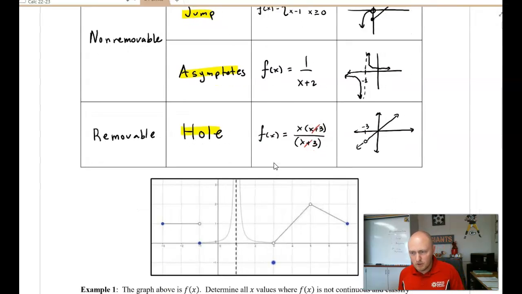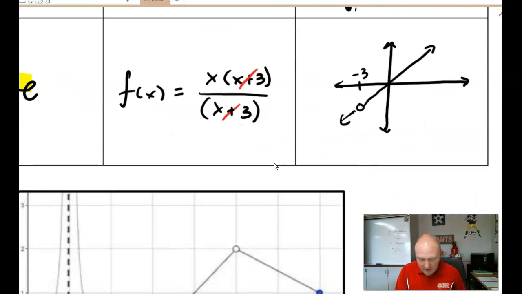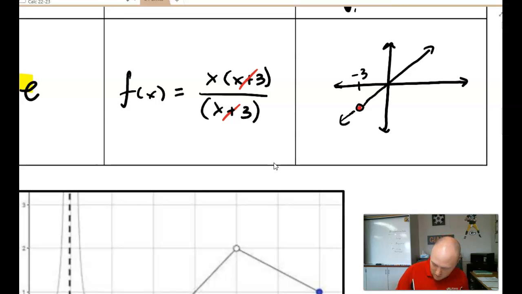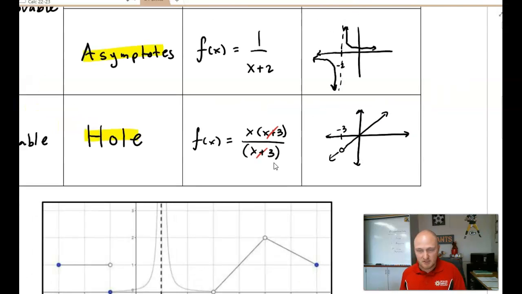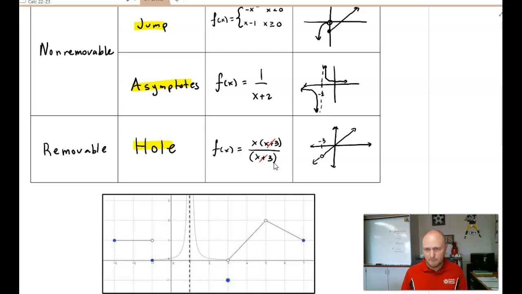Now a hole is removable because I just removed one point. Wouldn't you agree that I just removed that one point? That's the only discontinuity. So that's why it's called a removable discontinuity. We removed one point. Okay? All right.